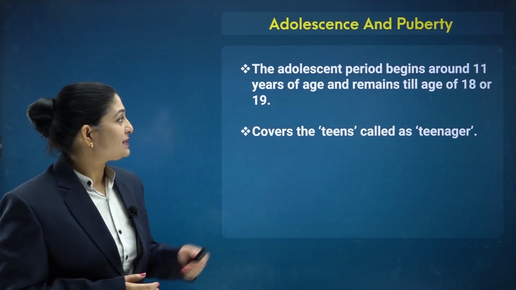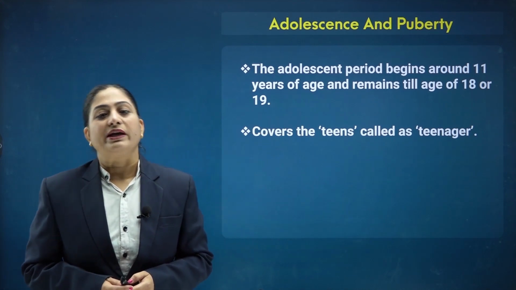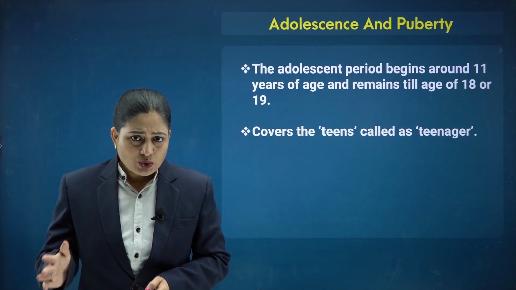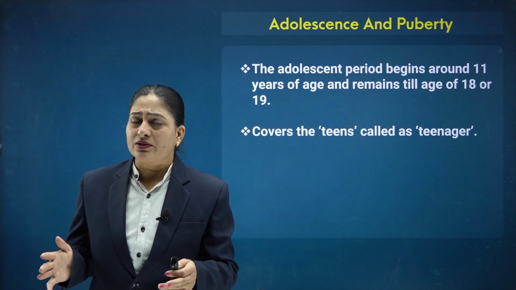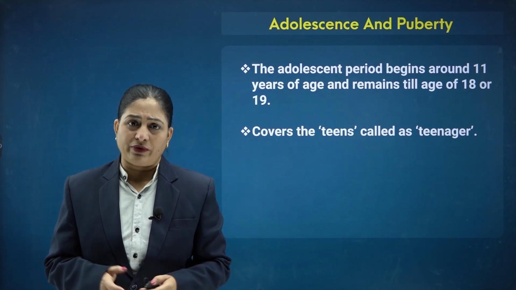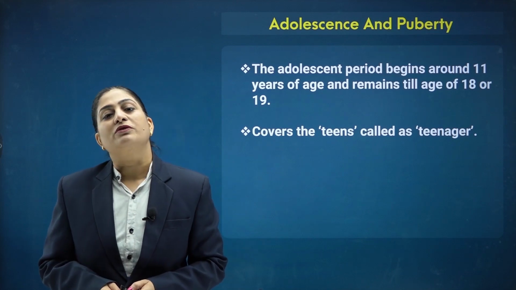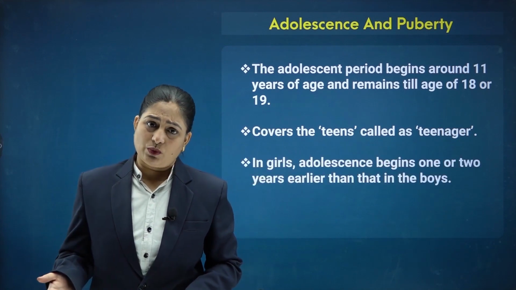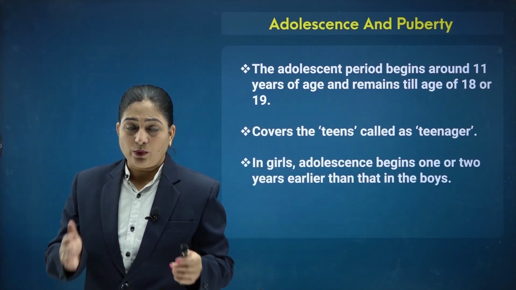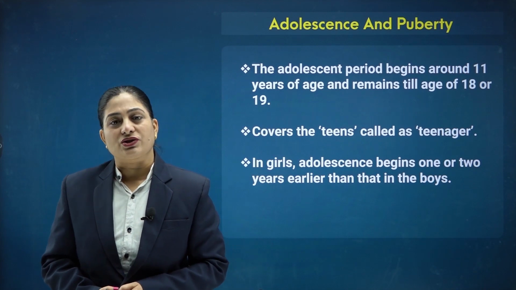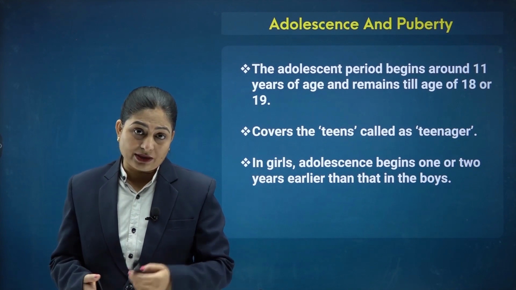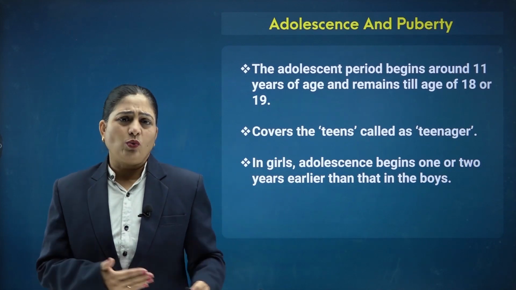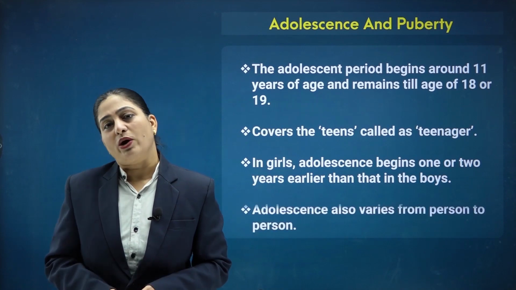Adolescence begins around 11 years of age and remains till 18 or 19 years, when these adolescent changes are observed in the body of any individual. It covers the teens and thus we call them teenagers. In girls, adolescence begins around 1 or 2 years earlier than in boys.